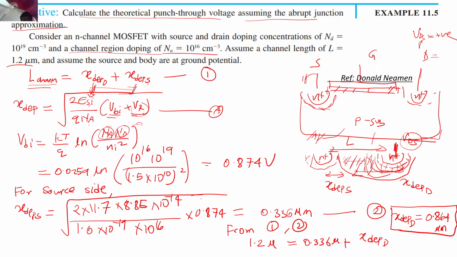Why did we want this? Because we want to calculate the VR for the drain side. We know everything, we just wanted the depletion region width at the drain region. Once we know that, then we know how much reverse bias we have to apply over there, right?